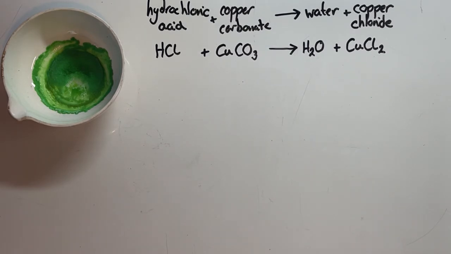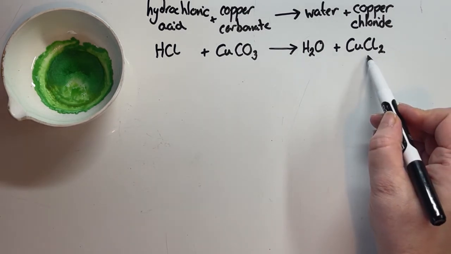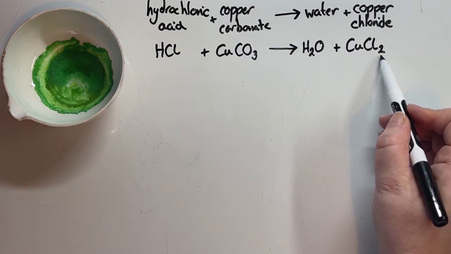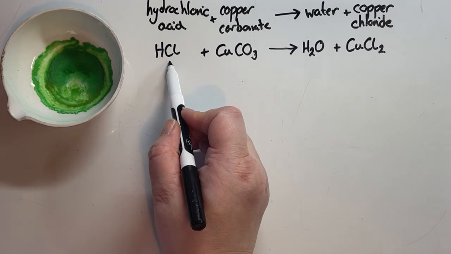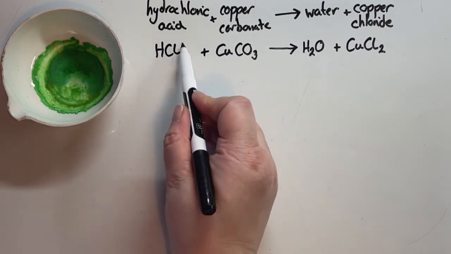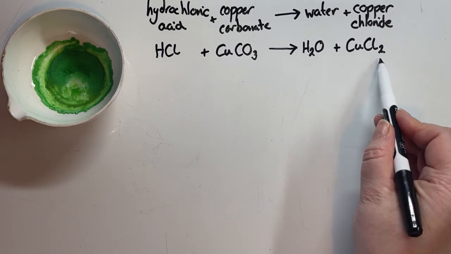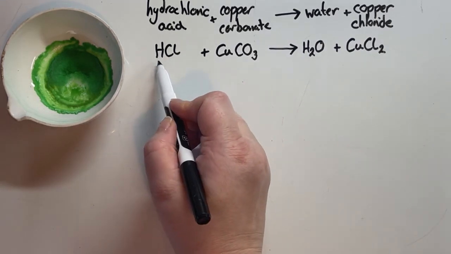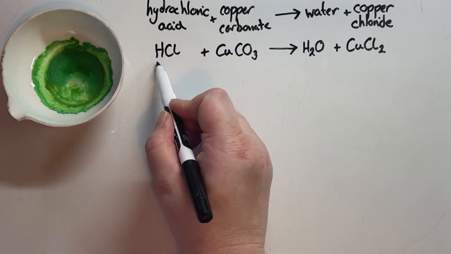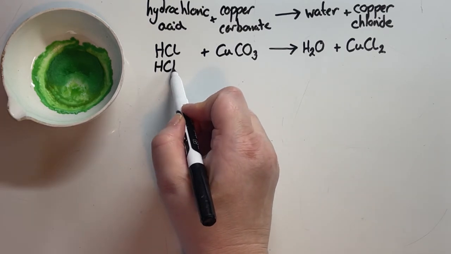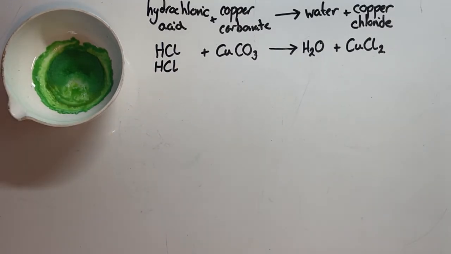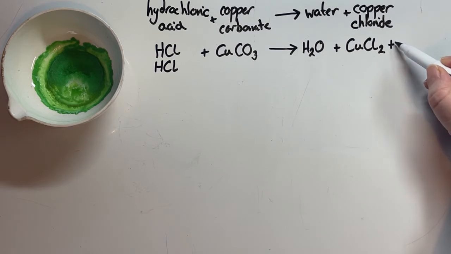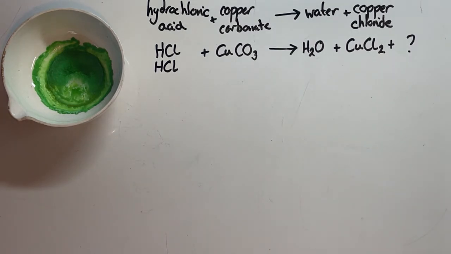In National 5 Chemistry, you'll learn how to balance equations. But if we have a look over here, we have 2 chlorines, but there's only 1 chlorine here. So in order to get enough chlorine over this side to be able to form the copper chloride salt, we actually need some more hydrochloric acid. So now we need to work out what's that gas. So if we work out what's missing over here, we can work out what the gas is.